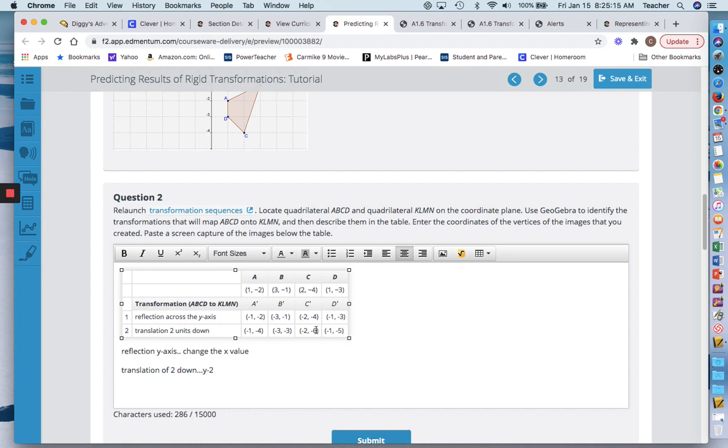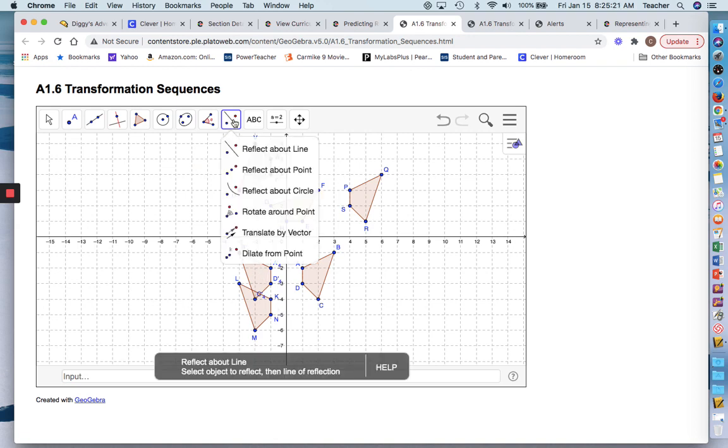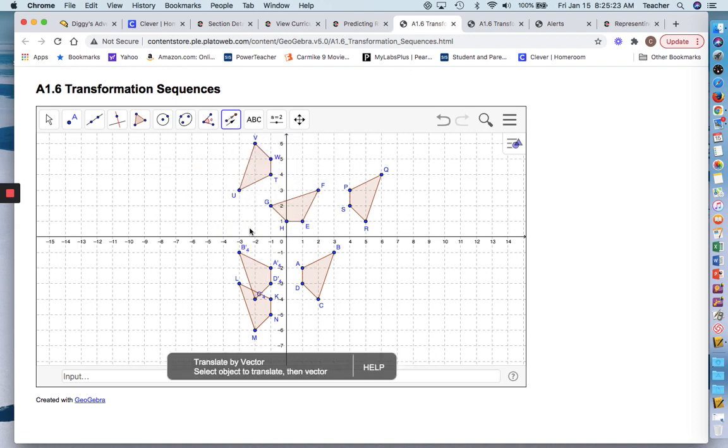But let's go ahead and do that for my visual people. I'm translating it 2 down. This figure right here, the one that was reflected. So I've got to translate by vector. And I'm going to pick this figure. And it doesn't really matter which one you do. I'm going to do B to L. And then you see it moves it down and makes it a little bit darker. So it lays right on top of that. That means it maps to that final figure.